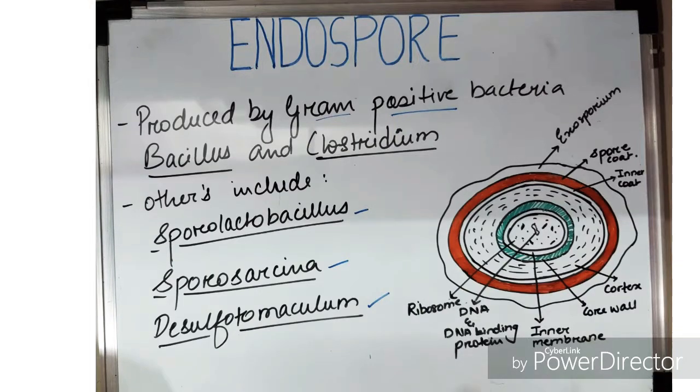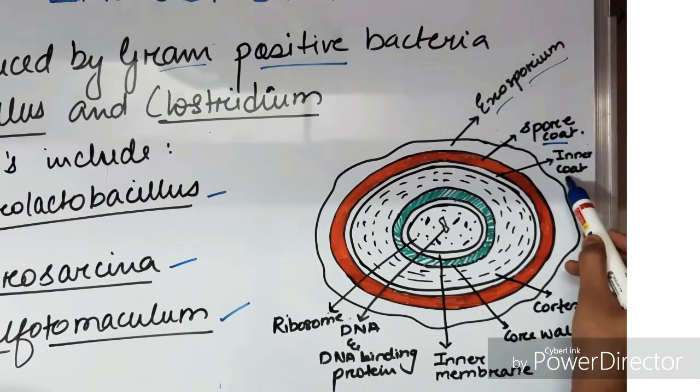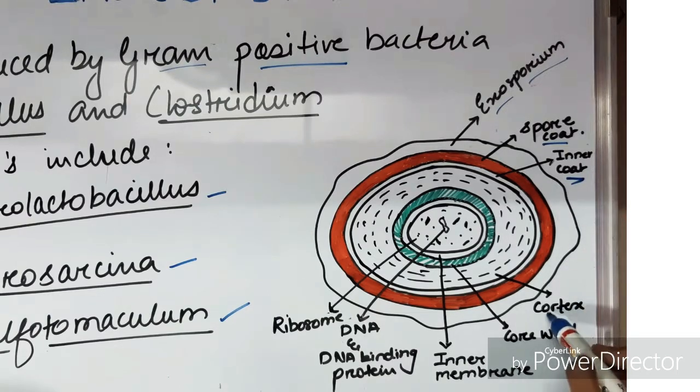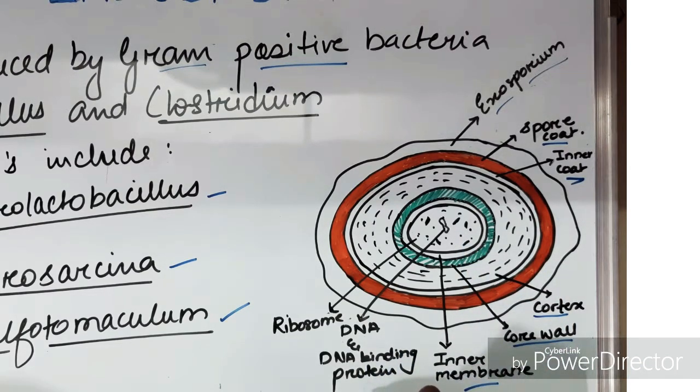Now let us see what is the structure of endospore. Endospore consists of an exosporium, a spore coat, and an inner coat. Apart from that, it also contains a cortex, which is DPA and calcium rich, which gives its turbidity. It also consists of core wall, inner membrane, some DNA and DNA binding protein, as well as some ribosomes and some enzymes which are necessary for the germination of endospore to the bacteria.